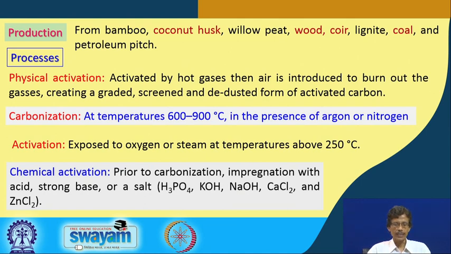Prior to carbonization, basically, we can have impregnation with acid, or a strong base, or a salt. Any acid we can use for treating the surface which we think is contaminated by some amount of bases, or a base if we think some acid is left behind during the burning process, or simply salt washing. So, what are those acids? Phosphoric acid mostly we use, or bases like potassium hydroxide or sodium hydroxide can be used, or finally, salts like calcium chloride or zinc chloride can be used for chemical activation of activated carbon.